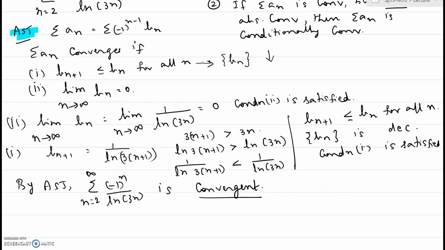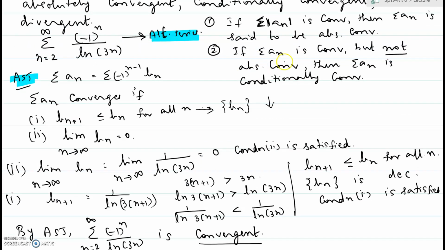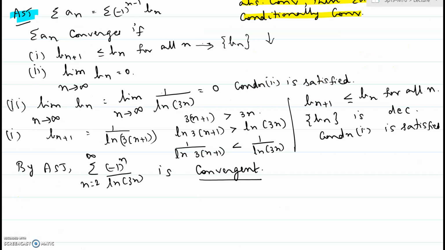If so, then it will become conditionally convergent. Now that's what we stated over here. If sigma an is convergent but not absolutely convergent, then it is conditionally convergent. So we are going to see whether this condition is satisfied for our series. So we are going to see whether sigma absolute an is convergent or not. Meaning, if sigma absolute an is convergent, then it will be absolutely convergent. So what we are going to prove here is it is convergent but not absolutely convergent.